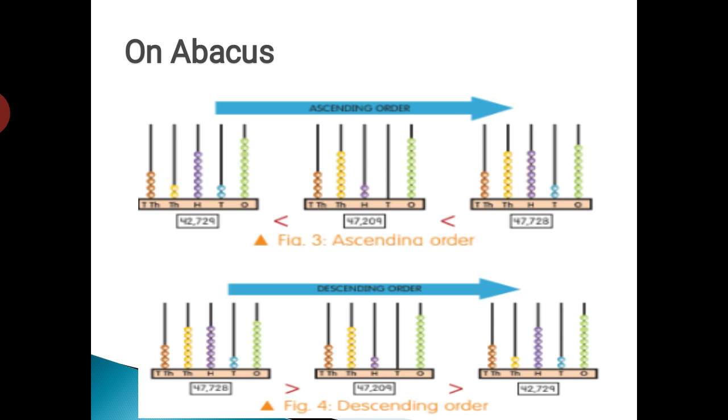Comparing numbers we have already done in the previous class, how to compare numbers, which number is smallest, which is biggest. So this is ascending order. The opposite of ascending is descending order. As you can see, in ascending order the greater number is kept at last, but in descending order we put the greater number in the beginning. So here we start from the bigger number, that is 47,728, and then move to the smaller numbers. Then after this 47,209, then 42,729.